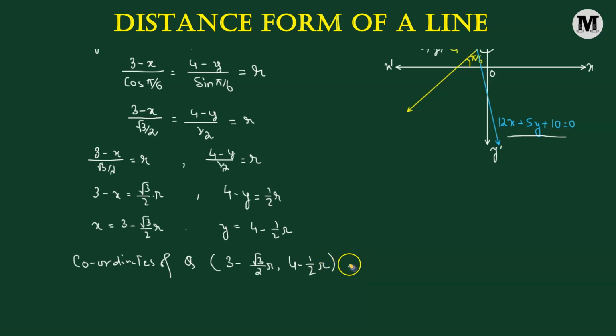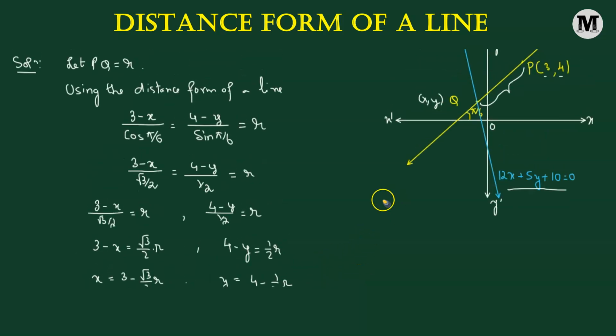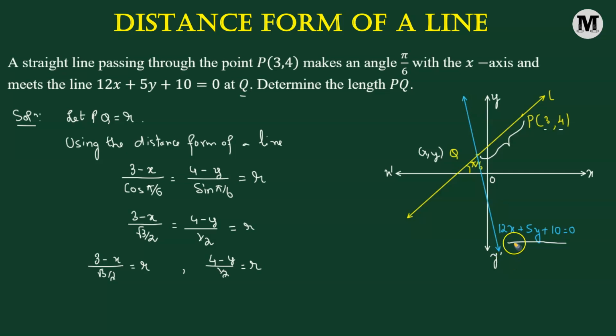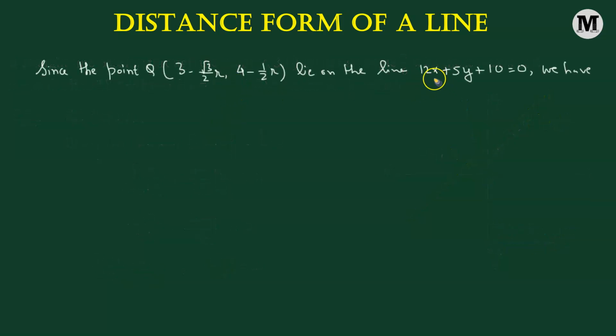Now that we have the coordinates of point Q, as we can observe in the diagram, the point Q also lies on the line 12x plus 5y plus 10 equals 0. That means it must satisfy the equation of the line. So we can substitute the x value with the x coordinate of point Q and the y value with the y coordinate of point Q. We should get 12 multiplied by 3 minus square root of 3 over 2 times r, added to 5 multiplied by 4 minus half of r, added to 10 equals 0. Now we can solve this equation to find the value of r.